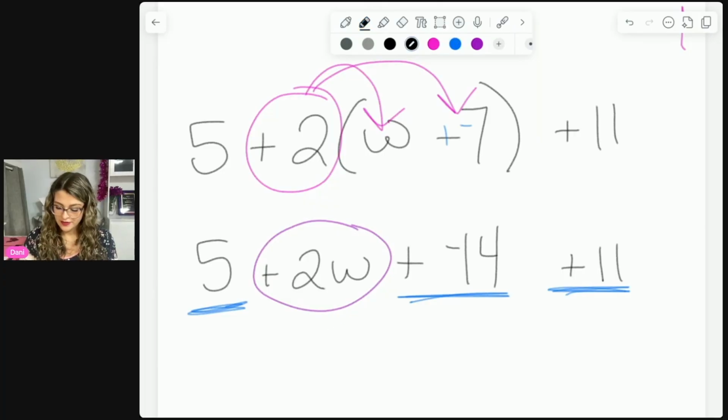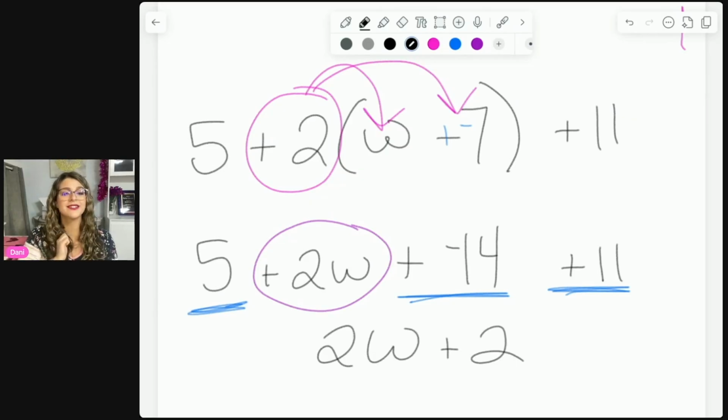So to our final answer, we bring that 2w down, and then those 3 terms, when they're combined, is positive 2. Life is good. We're done.